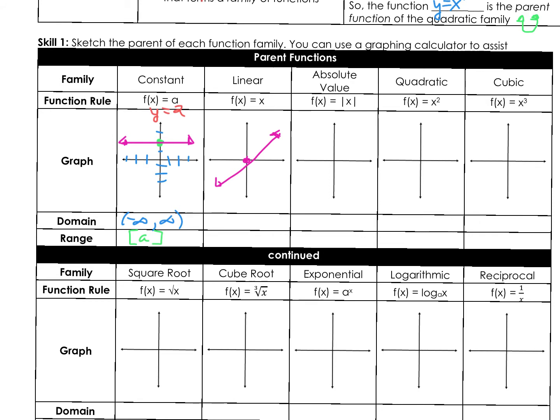And that whole part of, let's write it down here, the whole thing of having y equals mx plus b, those are where your transformations and your stretches and shrinks are going to occur.